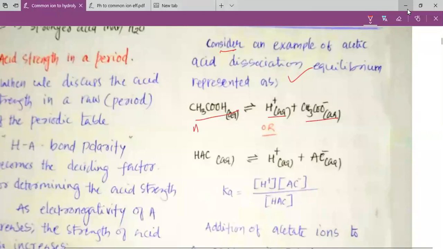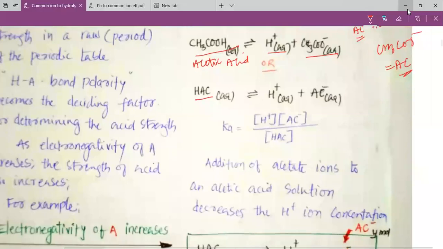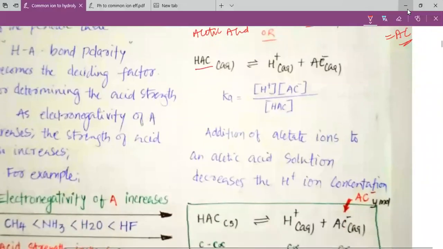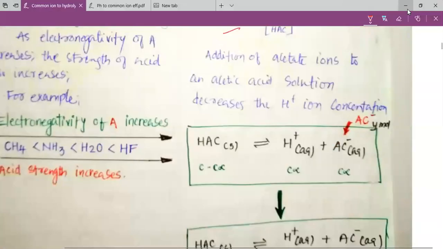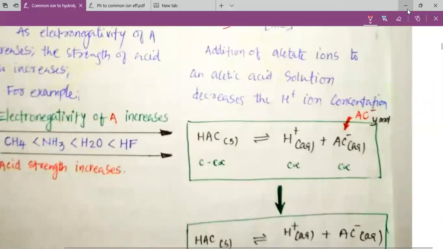Now see, this is acetic acid, so HAC. AC is nothing but your acetate ion. So your CH3COO minus is written as AC. So now onwards, whenever you find this AC written, you need to understand it as CH3COO minus. So this HAC ionizes into H plus and AC minus. For that we can write Ka is equal to concentration of H plus into concentration of AC minus divided by concentration of HAC. Now addition of acetate ions to an acetic acid solution decreases the H plus ion concentration.